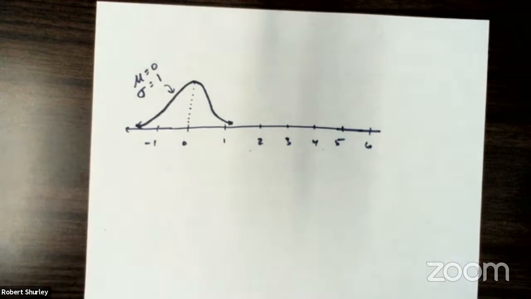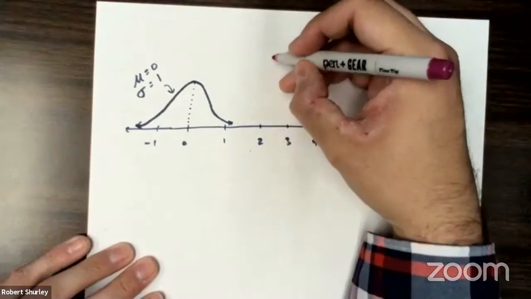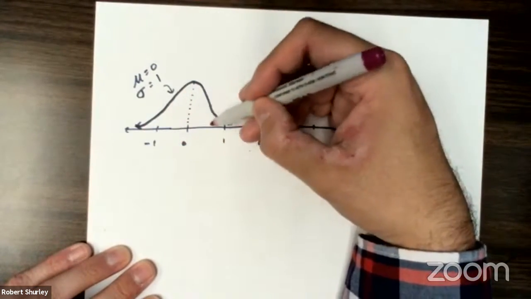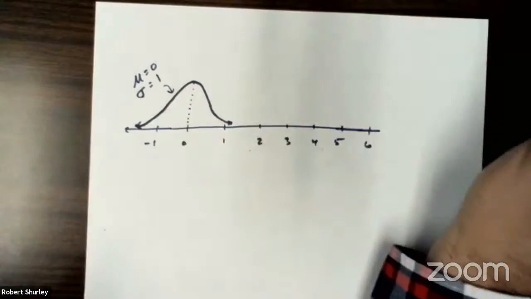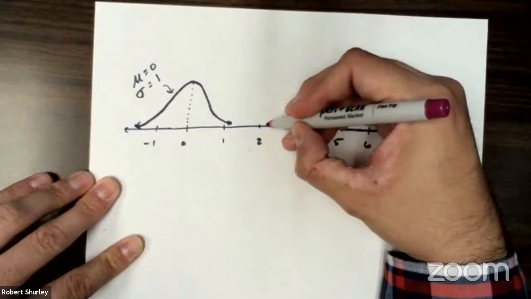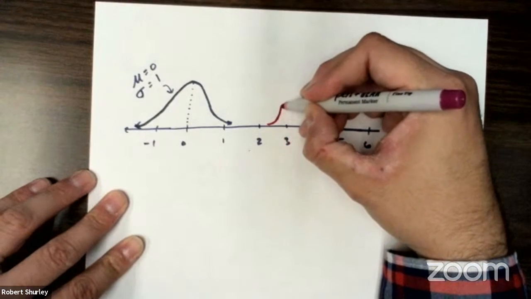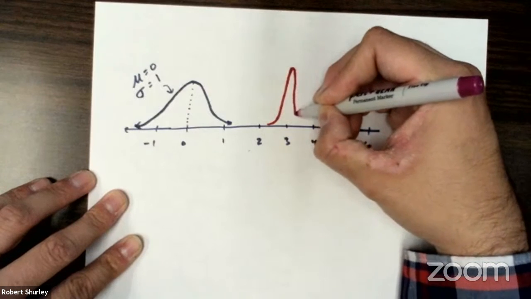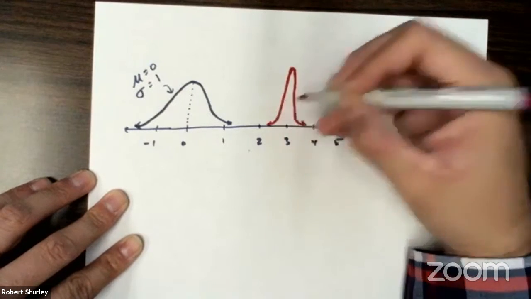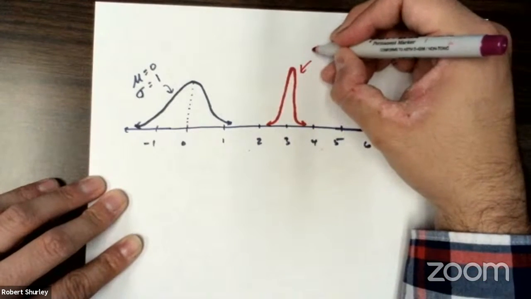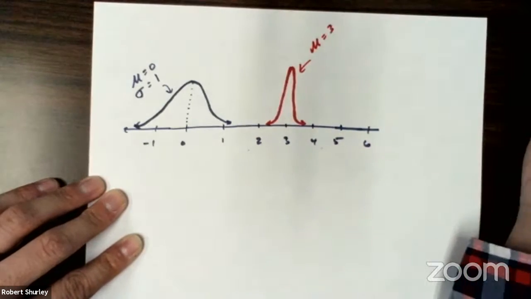So let's say we find another population. I'll use this red color. Remember, 100% of our population lies under this curve. This other population doesn't relate at all to this blue one. And it looks a little different, like this. The middle is at 3, so this distribution has a mean of 3.